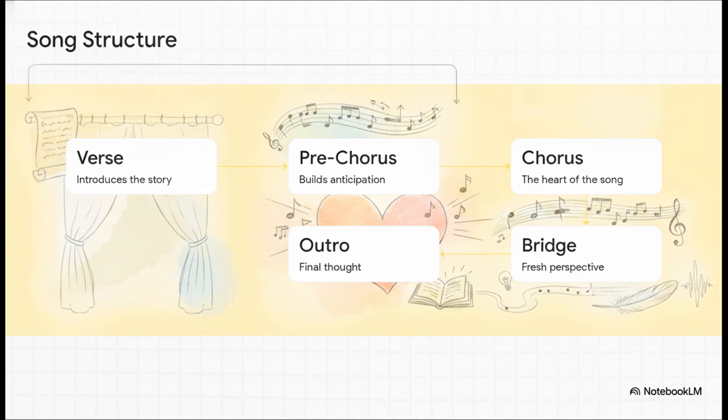First step, the verse. This introduces the story, right? It gives us the context. Next, the pre-chorus. This is where you build the anticipation. The emotion is really starting to bubble up. Then, boom, we hit the chorus, the absolute beating heart of your message. After that, we usually see a bridge, which throws in a totally fresh perspective or a turning point. And finally, the outro, leaving the listener with one lingering final thought.